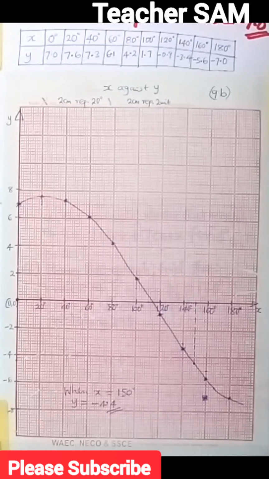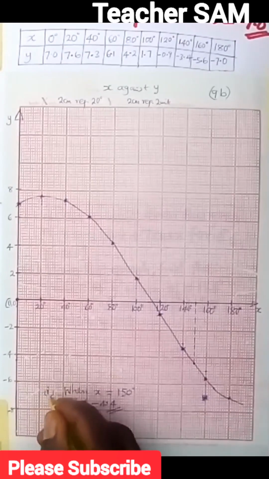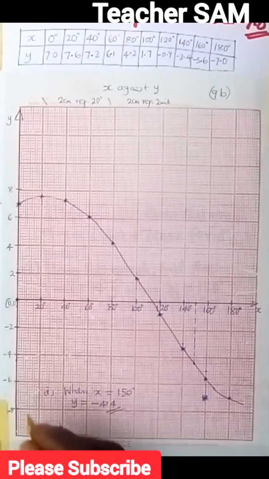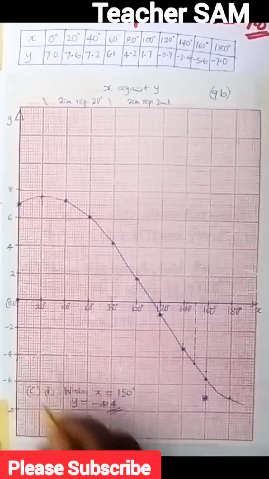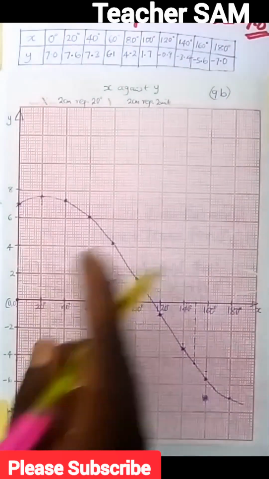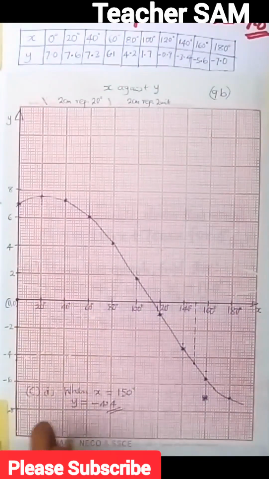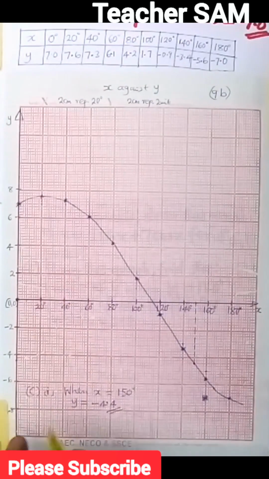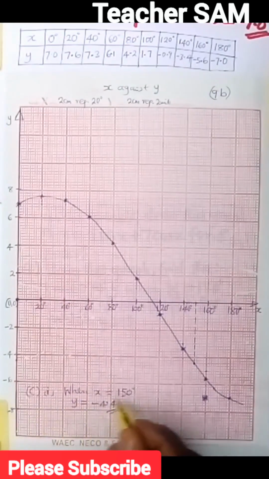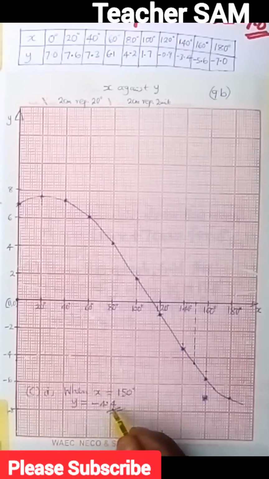So this is the c part of the question, and we are answering it on the graph. We have actually answered the b part of it, still on the graph. Now from our graph, we are answering the c part of the question. So when x is 150 degrees, our y is minus 4.4.